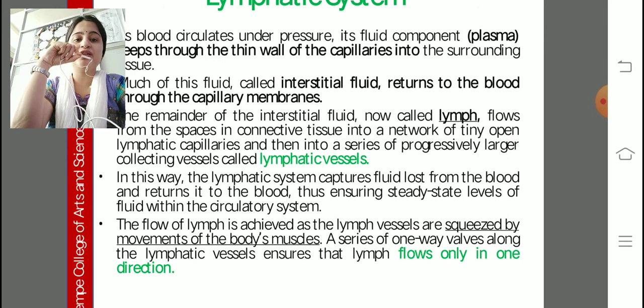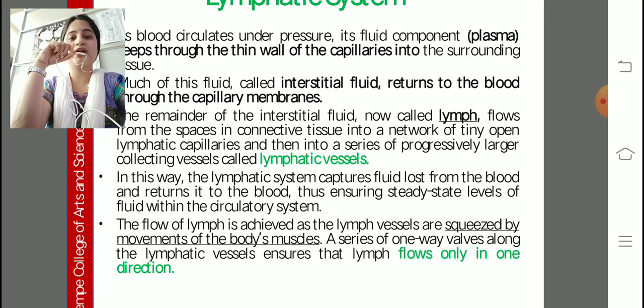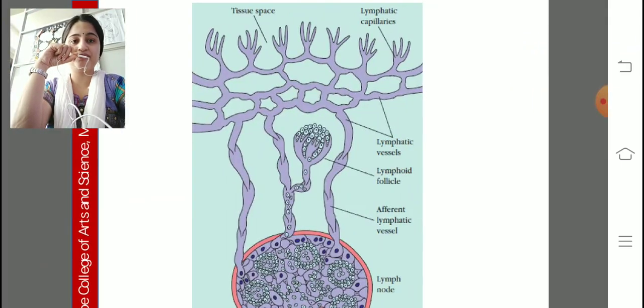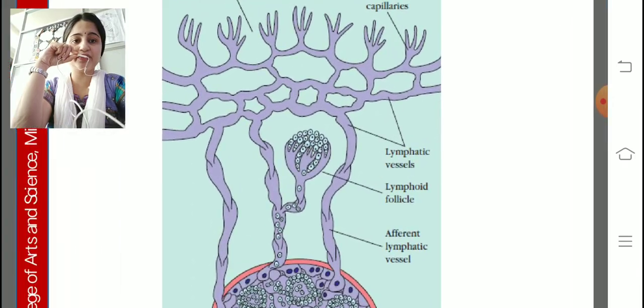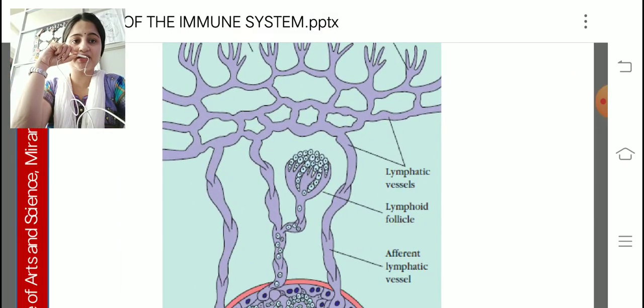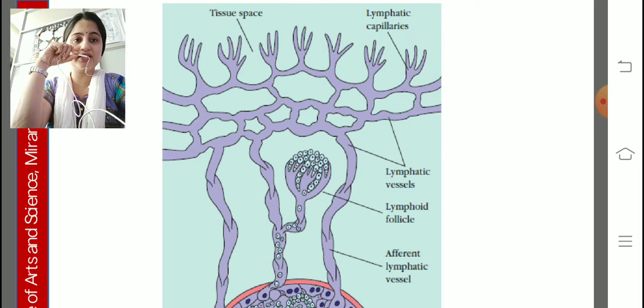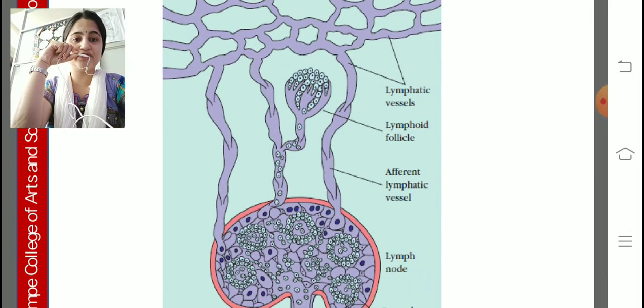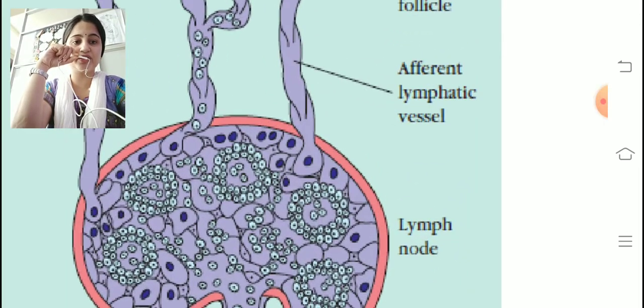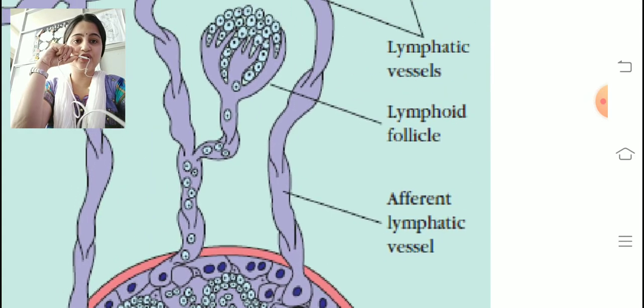The flow of lymph is achieved by the lymphatic vessels, and it is usually driven by the movement of the muscles. A series of one-way valves along the lymphatic vessels ensures that the lymph flows unidirectionally, only in one direction. And this is the intricate network. As you can see, these are the tissue spaces, the lymphatic vessels, the capillaries, and these are the lymphatic nodes. This is the lymphatic node, the lymphatic follicle.